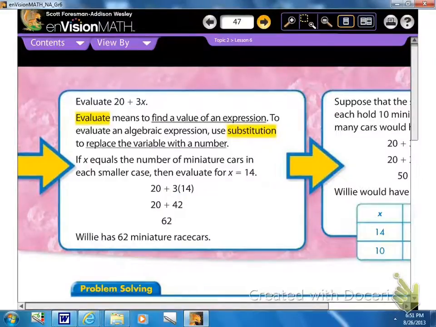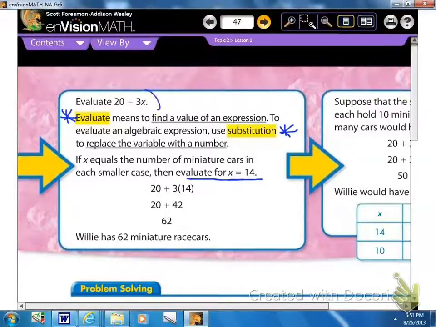Okay, so evaluate means to find a value of an expression or solve to find the answer. To evaluate an algebraic expression, use substitution. Okay, here we have 2 vocabulary words. Obviously, you need to pause and write down the definition. Substitution means to replace a variable with a number. So if x equals the number of miniature cars in each smaller case, and they tell us then that x is 14, they want us to evaluate for x being 14 or solve this.